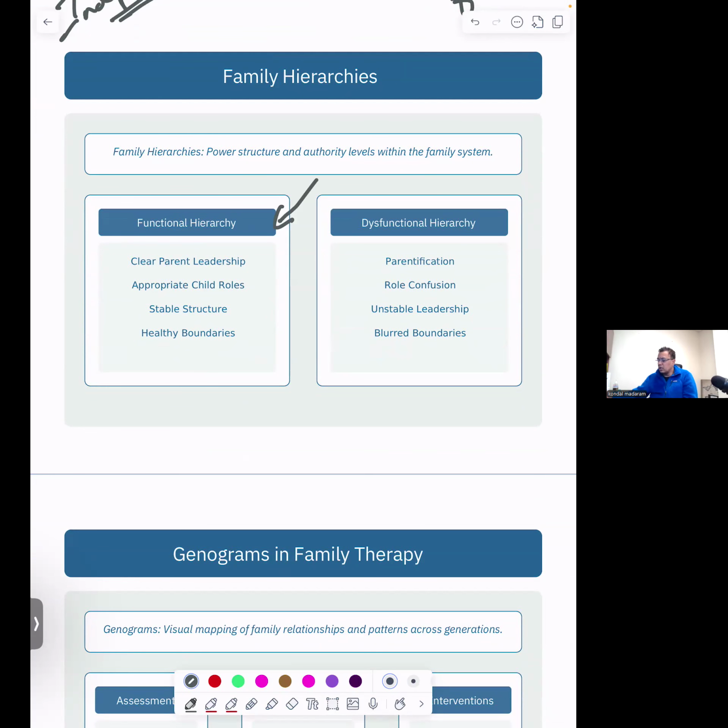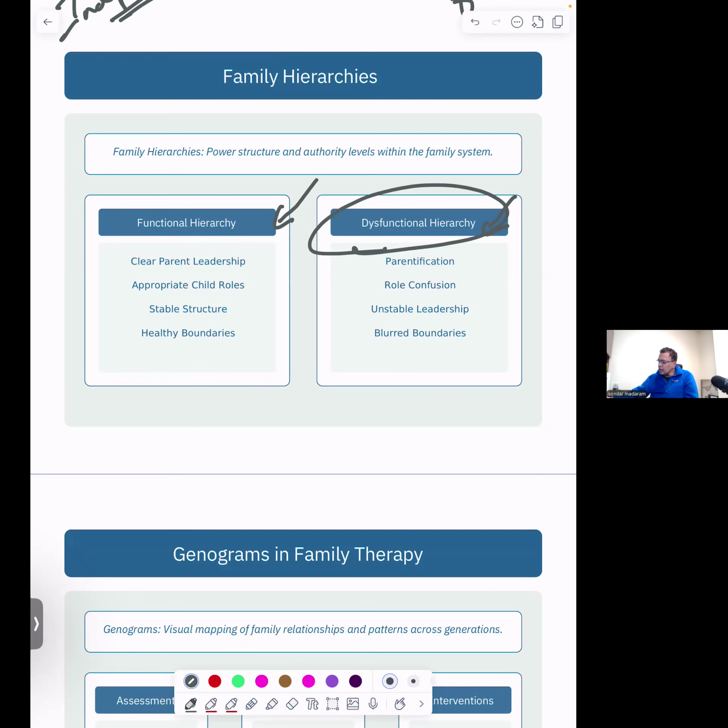Now, in dysfunctional hierarchy, there is a lot of parentification, where a child might be forced to take on a parental role. Blurred boundaries and unstable leadership often create stress and imbalance in a family system. So therapy plays a critical role in helping families identify and rectify this dysfunctional hierarchy, emphasizing the importance of restoring clarity in roles and responsibilities.